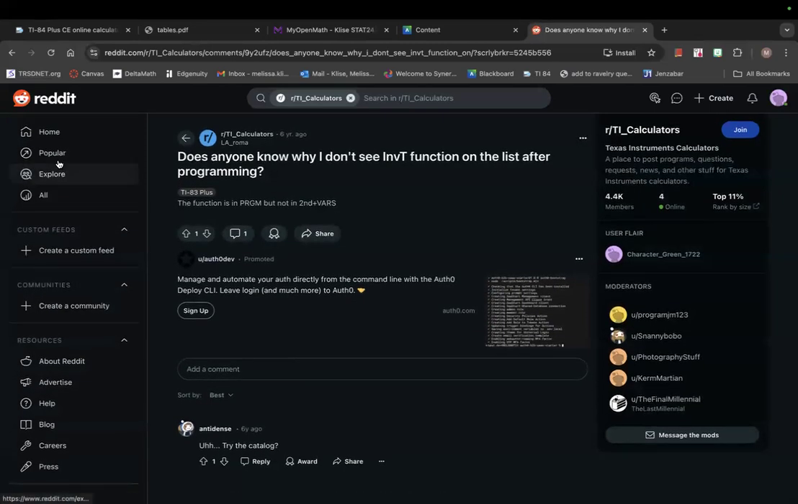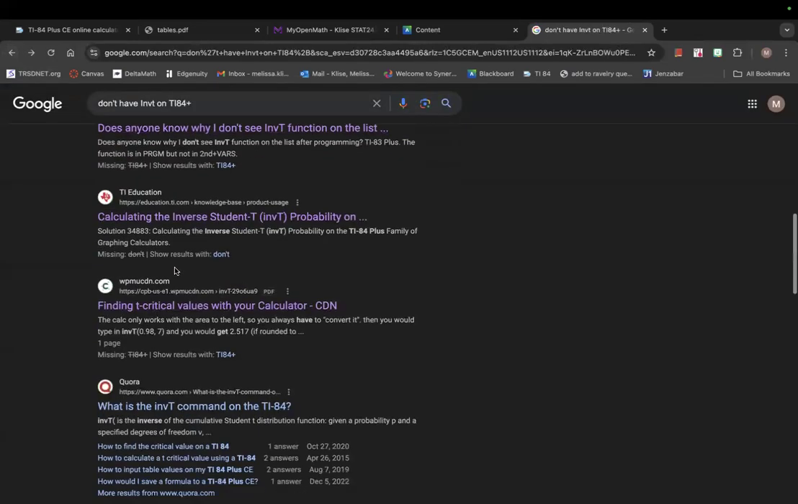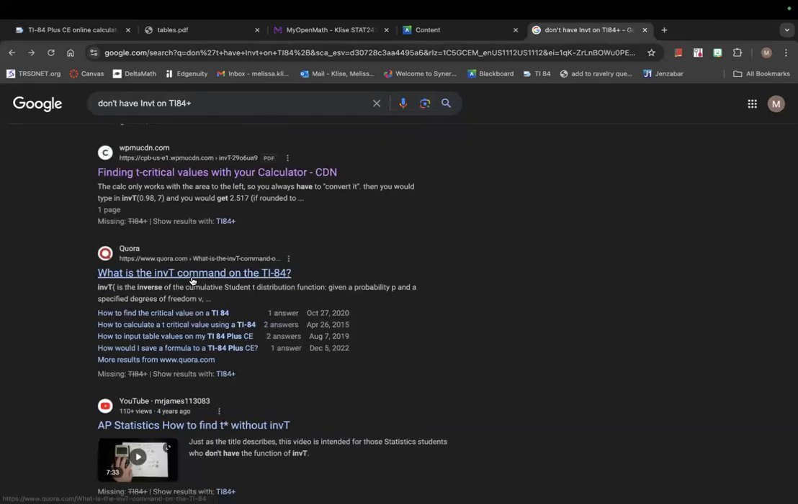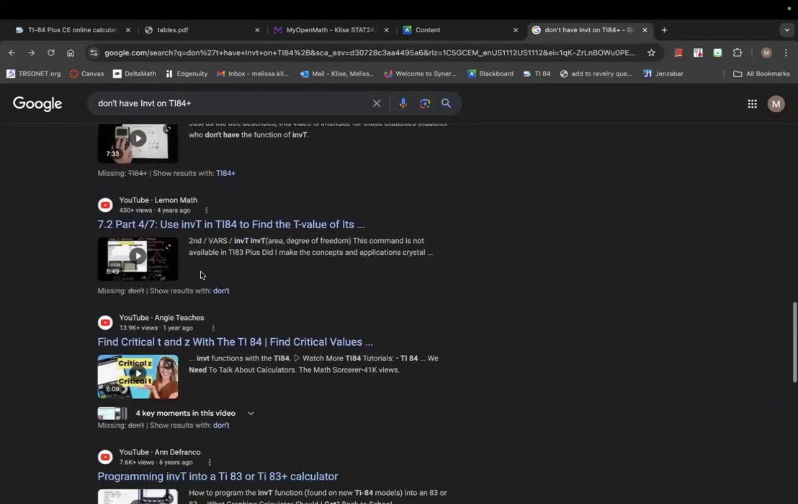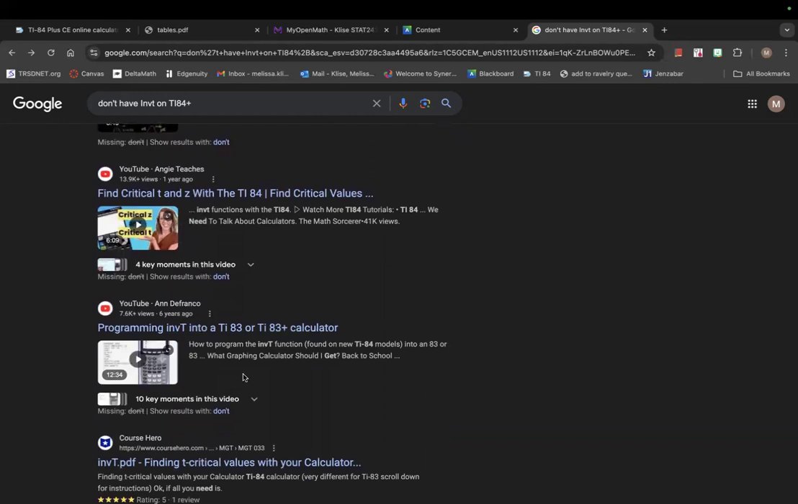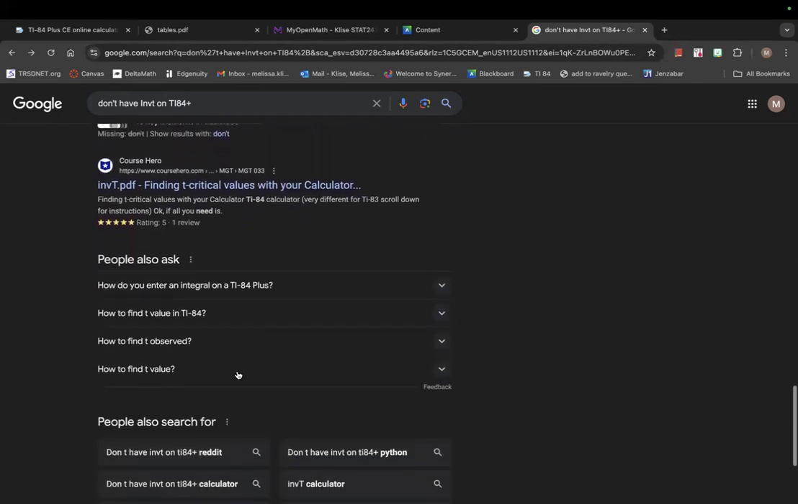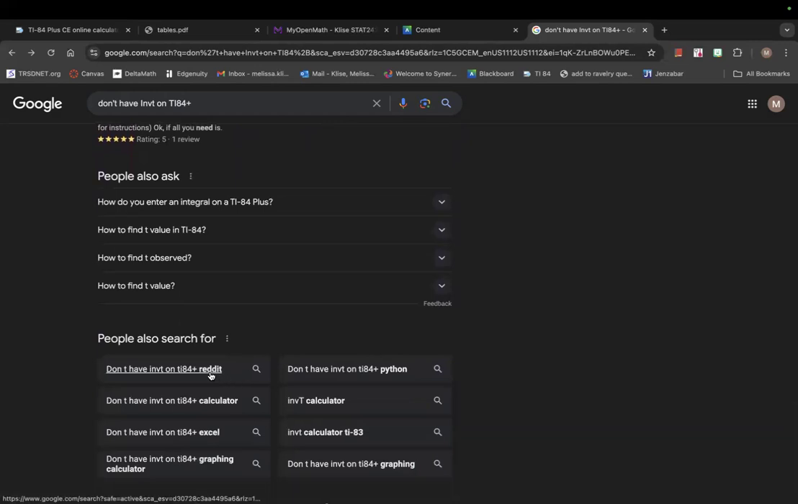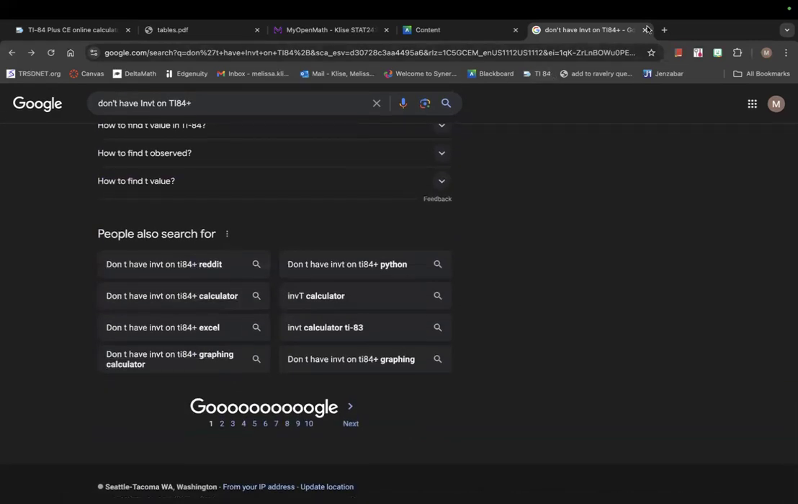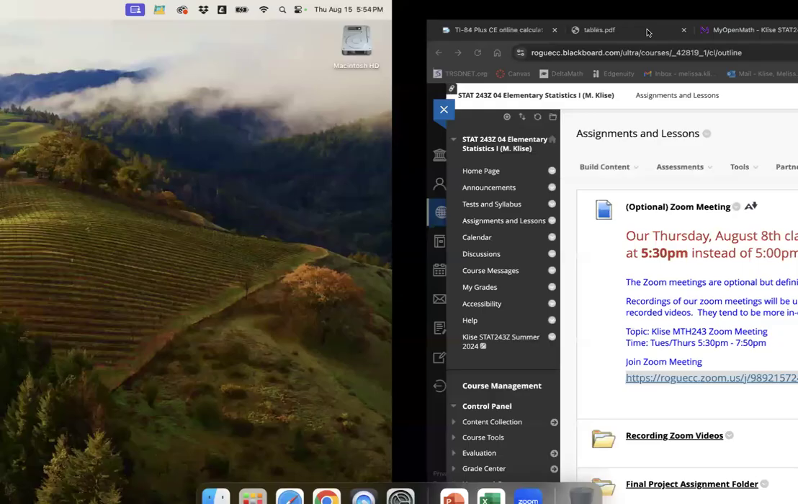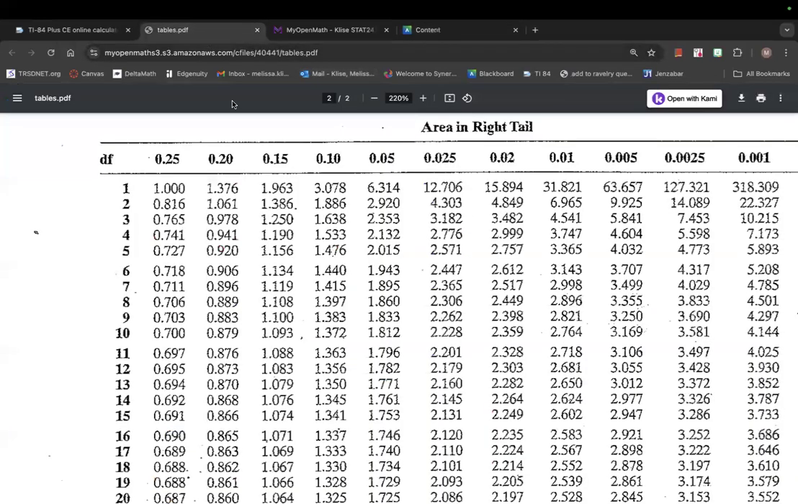The only inverse is inverse norm. What is the inverse T? Yeah, I don't see it. So you might just have to use the table, unfortunately. I will keep looking for it, but you might just have to use the table. Thankfully, the table's not terrible.